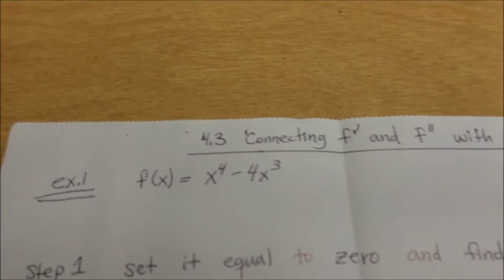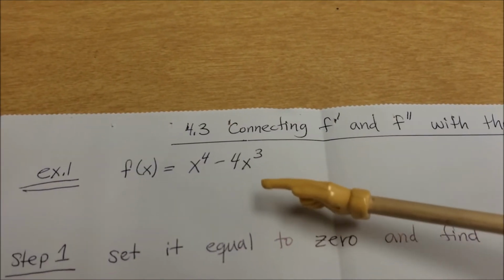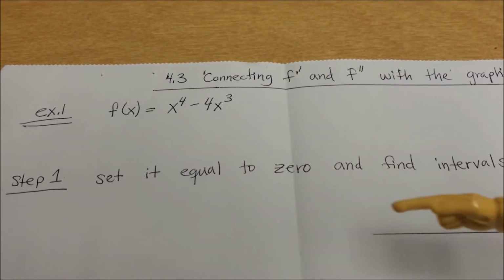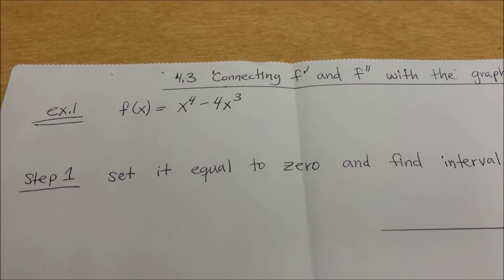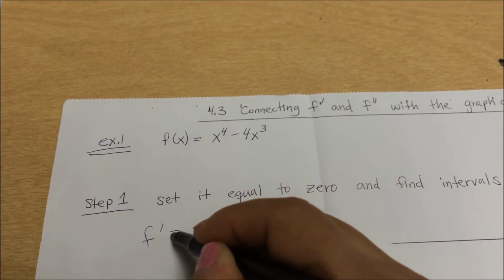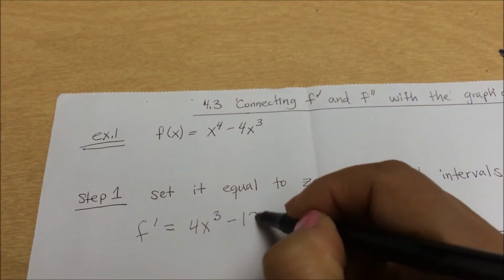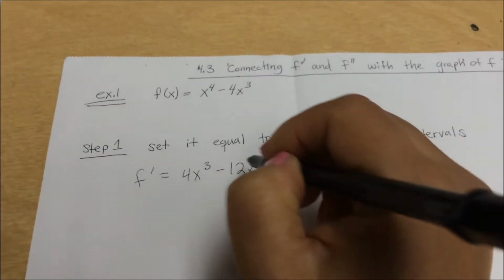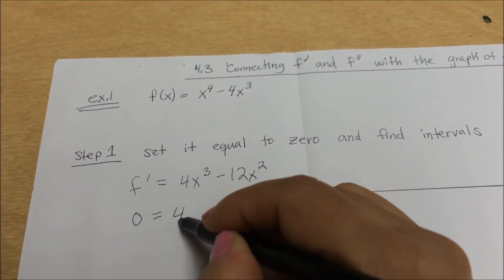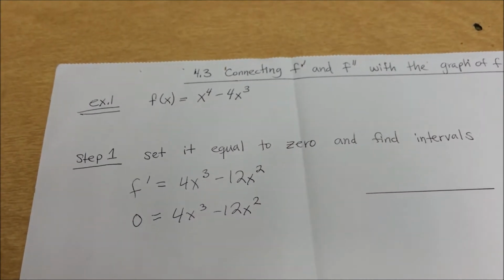The example we have is f of x is equal to x to the fourth minus 4x cubed. The first step is to take the first derivative and set it equal to 0. The first derivative is 4x to the third minus 12x squared. Once we take the first derivative, we set it equal to 0: 0 equals 4x to the third minus 12x squared, and we solve for x.